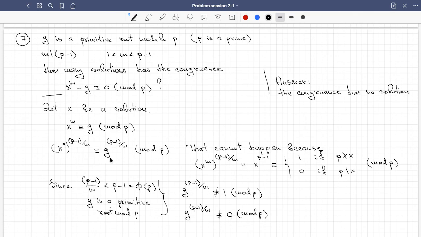Thus, the congruence cannot happen, and our answer, that this congruence has no solutions, is proved.